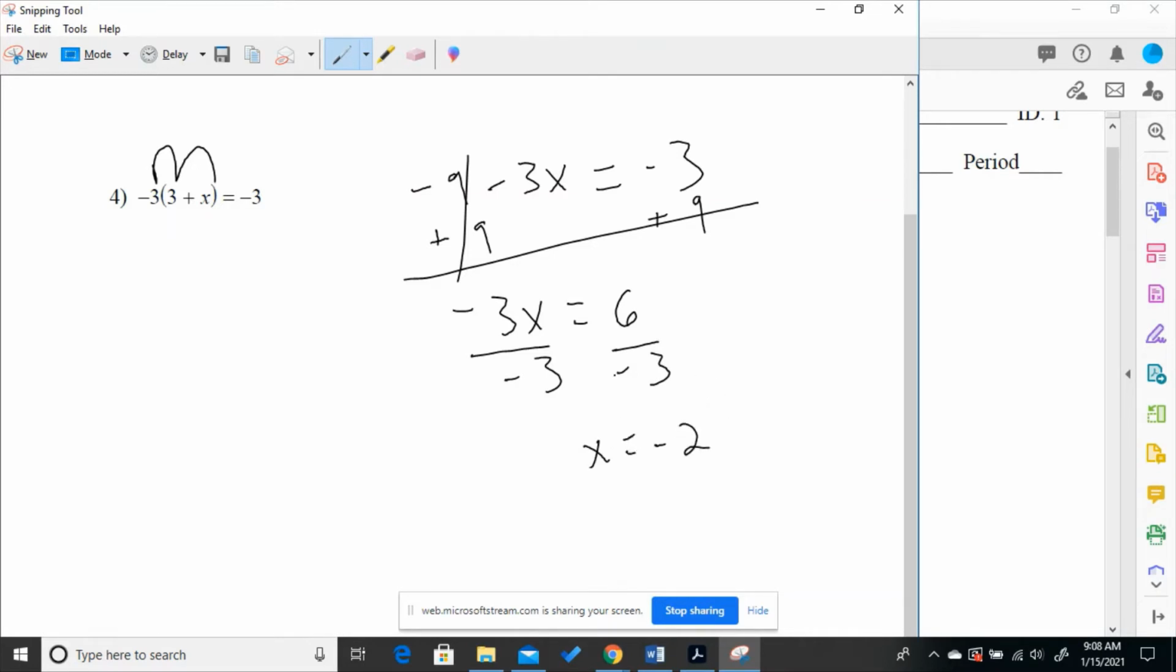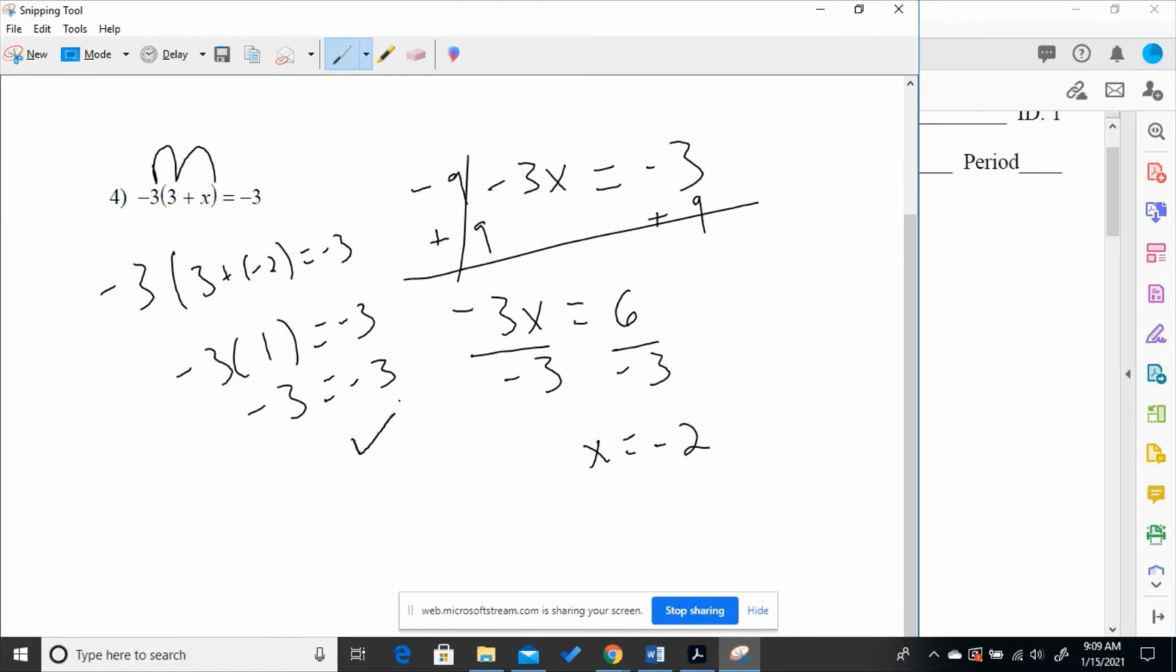And remember, you can always check your work by plugging it in. So negative 3 times the quantity of 3 plus negative 2 equals negative 3. 3 plus negative 2 is the same thing as 3 minus 2, so that would be 1. So negative 3 times 1 is negative 3. Is that true? Absolutely. So we got the right answer. That's all you have to do there.